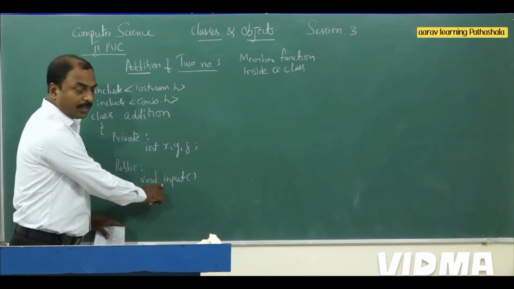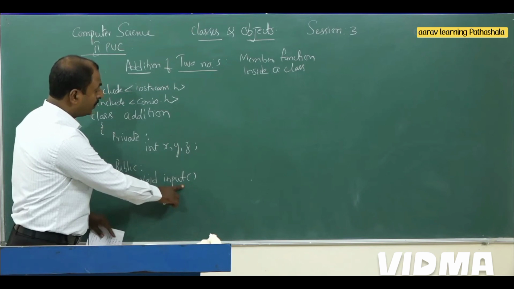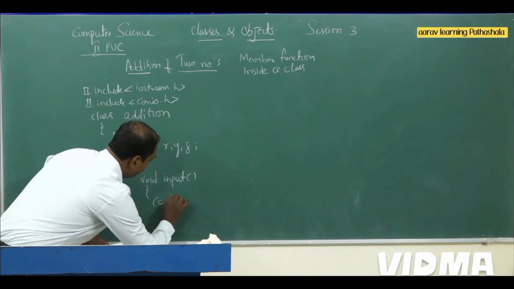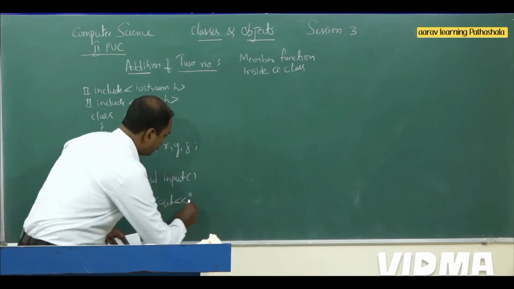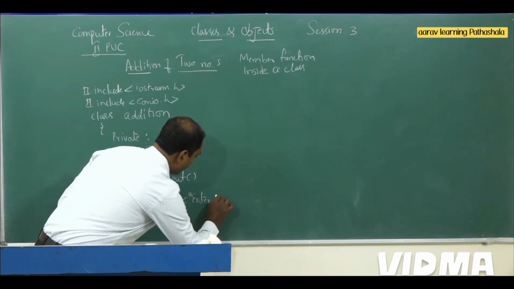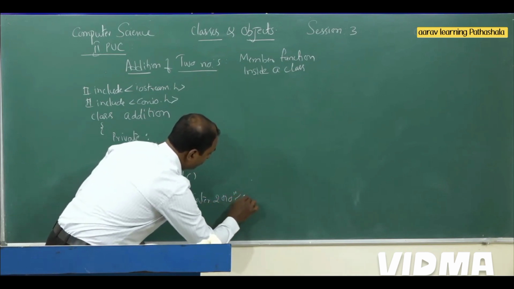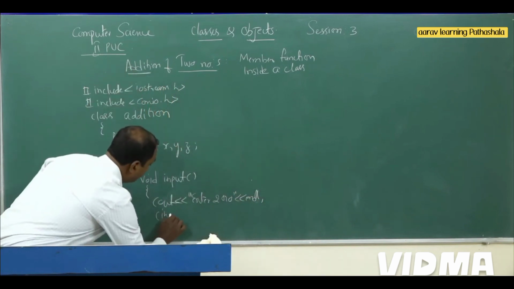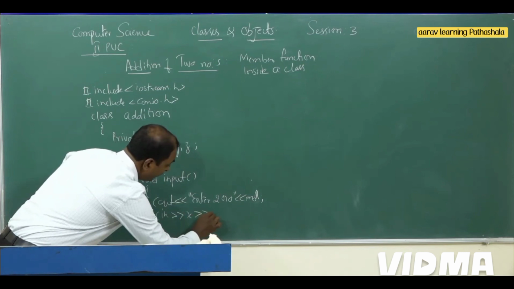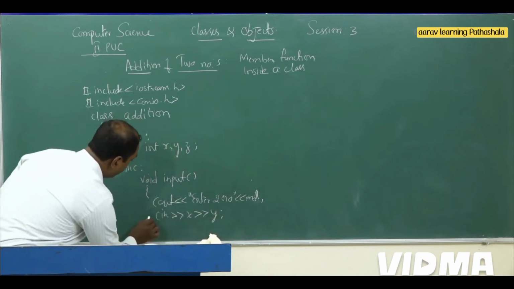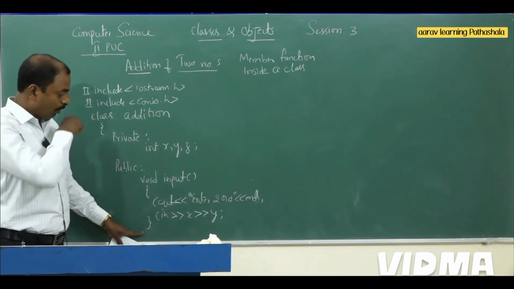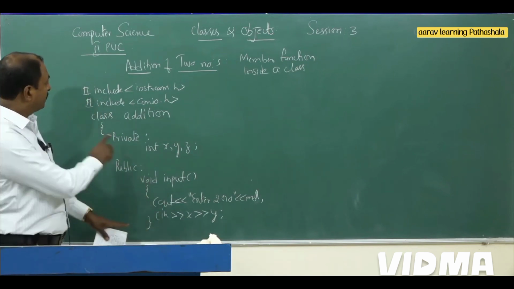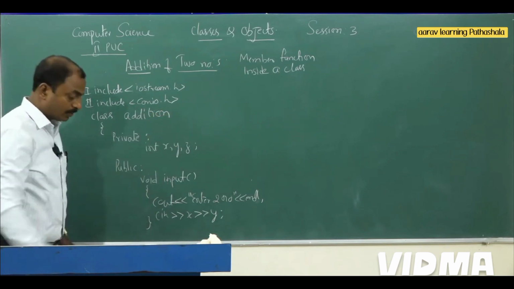As I told you already, this is the function I have written here, input, to accept the values for x and y. So here we say cout, enter two numbers, and after this cin >> x >> y; semicolon, I am closing this. So this is an example of a function definition inside a class. Because we have opened the class here, it has to be closed at the end.